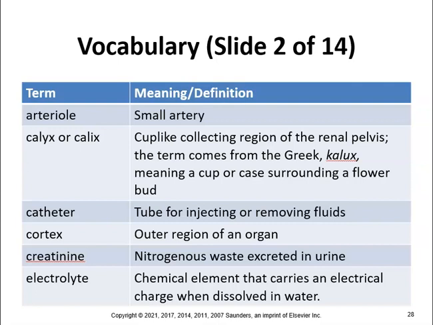Okay. Cortex, outer region of an organ. Creatinine, nitrogenous waste excreted in urine. You've probably heard of creatine phosphate, but that's creatine phosphate, not creatinine. Electrolytes are a chemical element that carries an electrical charge when dissolved in water, so sodium, potassium are electrolytes.